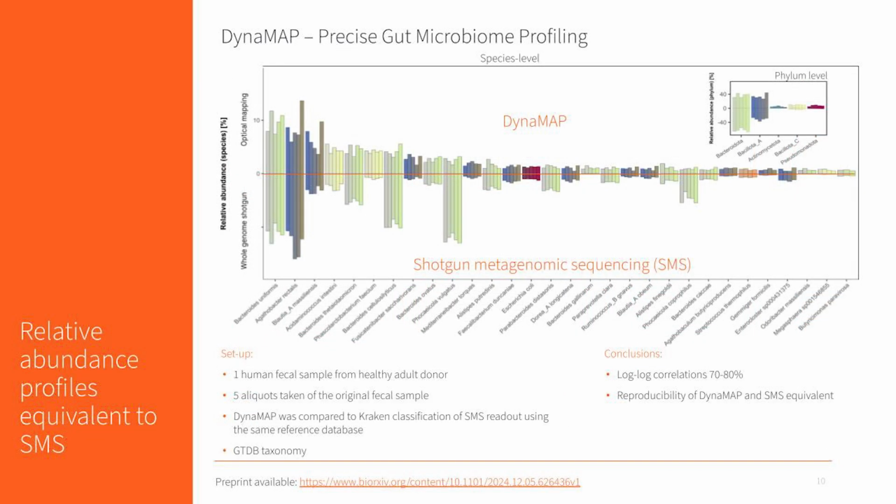You might also be interested, but how does it compare on a gut microbiome sample with shotgun sequencing? And this is one experiment where we looked into that. We have here one fecal sample analyzed 5 times with our method, DynaMAP, which is a version of optical mapping. And then we also analyzed the same DNA with whole genome shotgun sequencing.